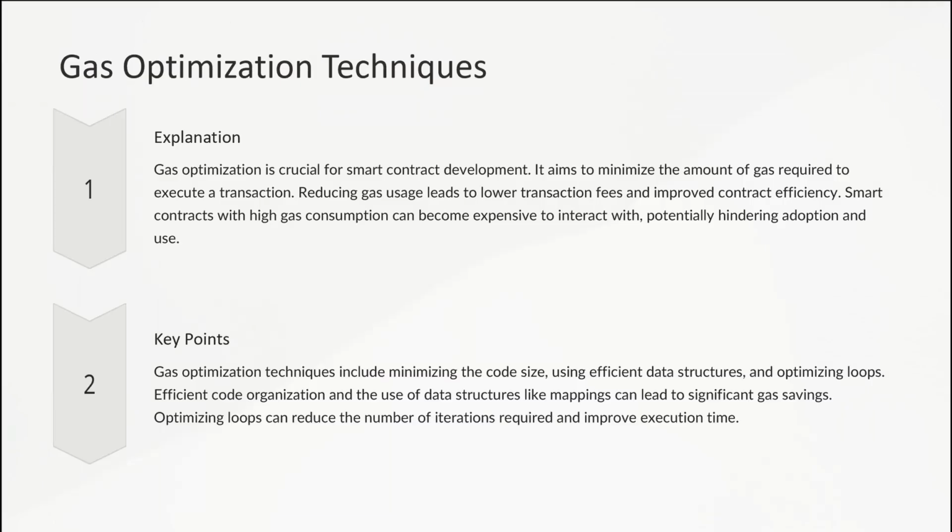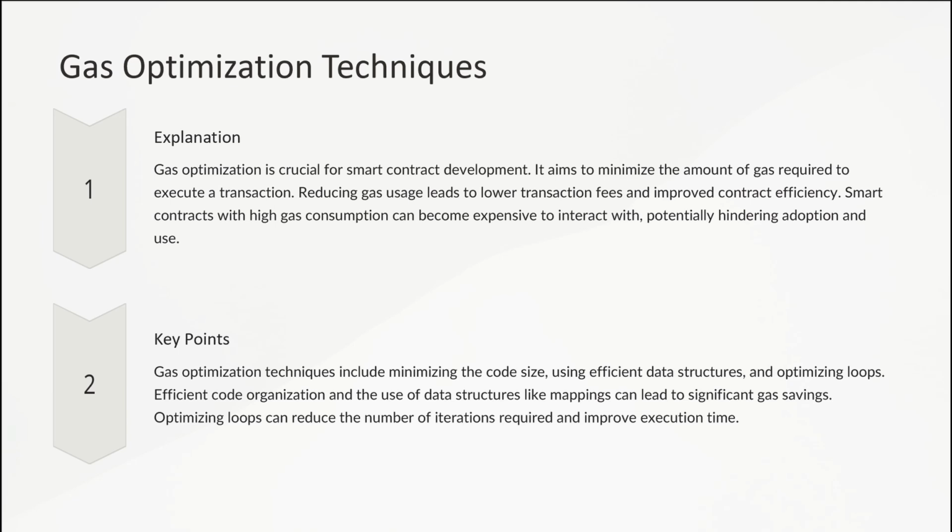Gas optimization. Gas optimization is essential for smart contract development, as we have discussed before. It aims to minimize the amount of gas required to execute a transaction, leading to lower transaction fees and improved contract efficiency. High gas consumption can make contracts expensive to interact with, potentially hindering adoption and affecting scalability.